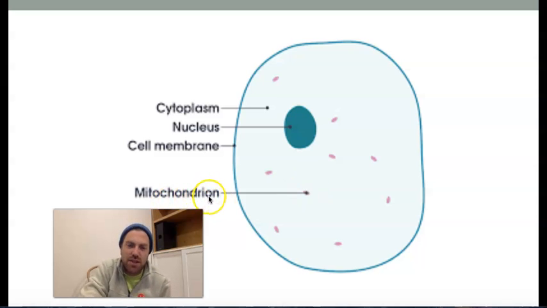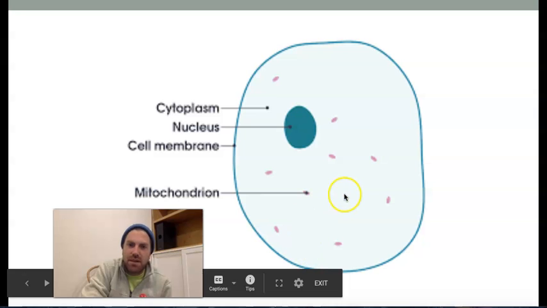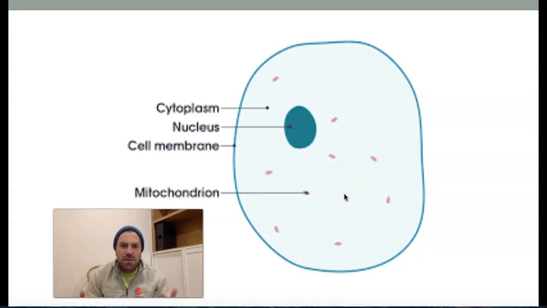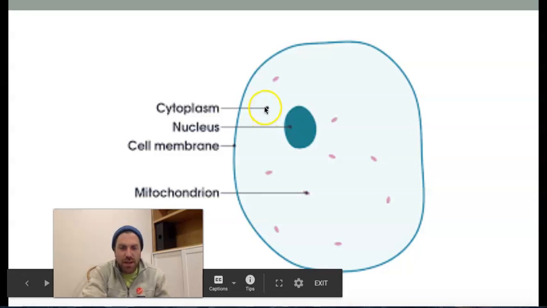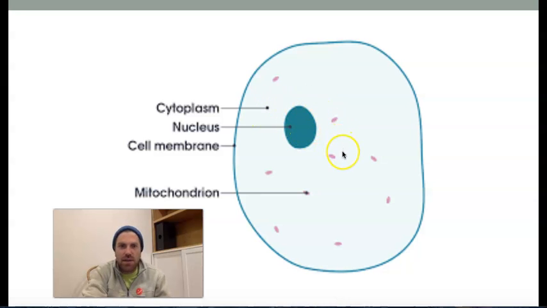Those are called the mitochondria. This says mitochondrion. It's the same as mitochondria. And then cytoplasm is all the liquid that fills it up. Most of your cell is just water. So each cell is like a water balloon filled up with cytoplasm with little stuff floating around in it.